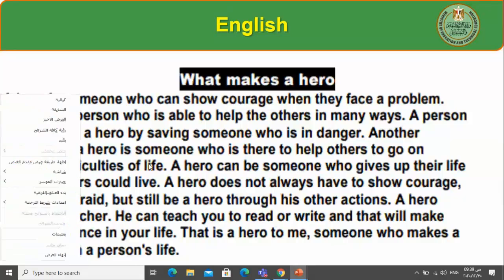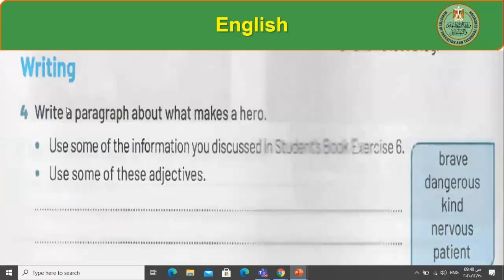Here we have a paragraph. Write a paragraph about what makes a hero. Use some of the information you discussed in the student's book exercise 6. Use some of these adjectives, استخدم بعض الصفات الموجودة قدامنا دي, like brave, شجاع, dangerous, خطير, kind, طيب, nervous, عصبي, patient, صبور.